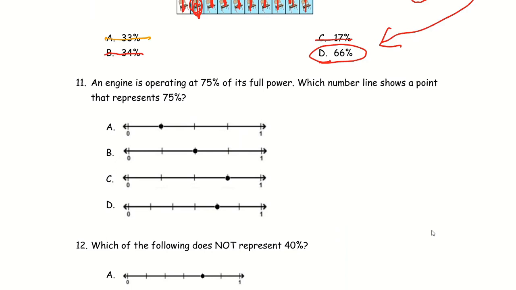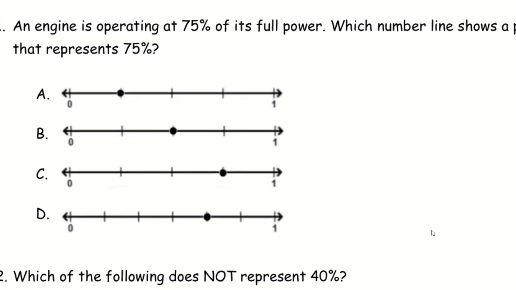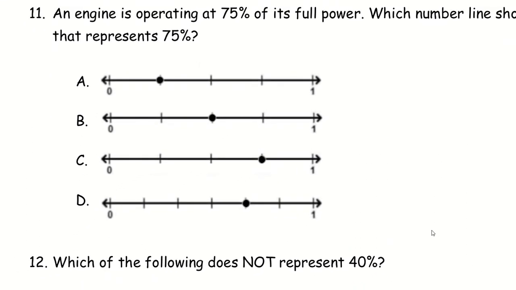Which number line shows a point that represents 75%? Okay, those aren't marked with percent. We have to label these. Okay, so let's count our parts from 0 to 1.